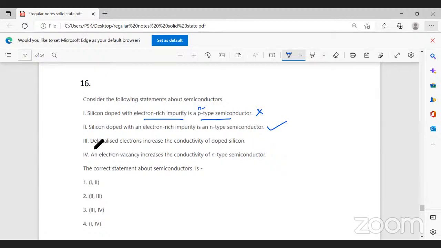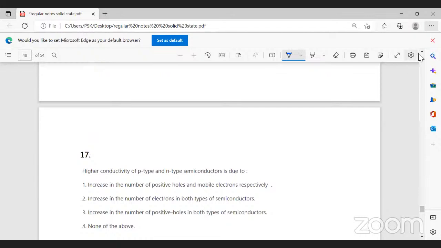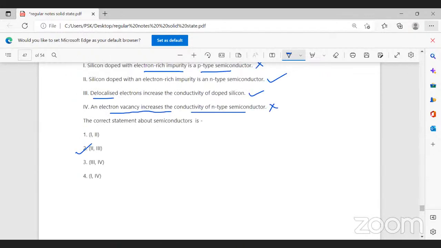Delocalized electrons increase the conductivity of doped silicon. Delocalization means movement of electrons. That is also true. And electron vacancy increases the conductivity of N-type. Electron vacancy cannot be there in N-type. In N-type, the electrons are already more, so electron vacancy is not possible. Therefore, this option is also wrong. The answer for this question will be option 2. The second and the third are right: silicon doped with electron-rich impurities is an N-type semiconductor, and delocalized electrons increase the conductivity of doped silicon. Followed with this? Yes, sir.